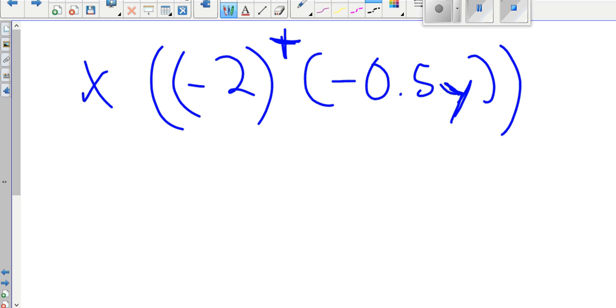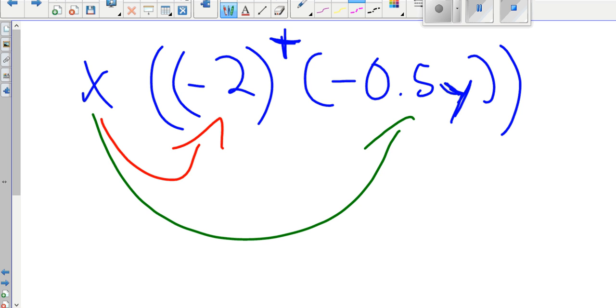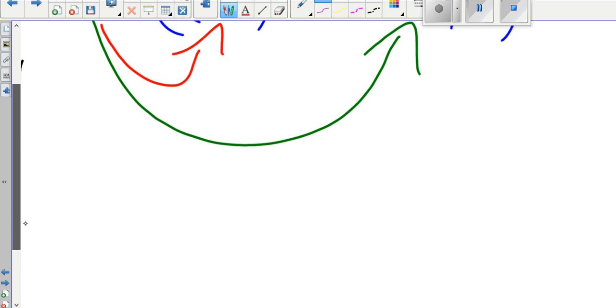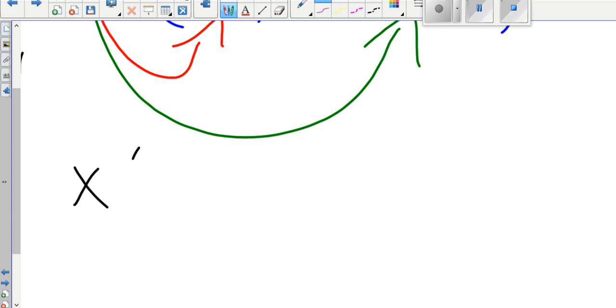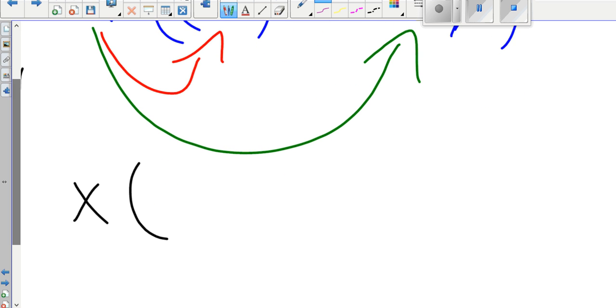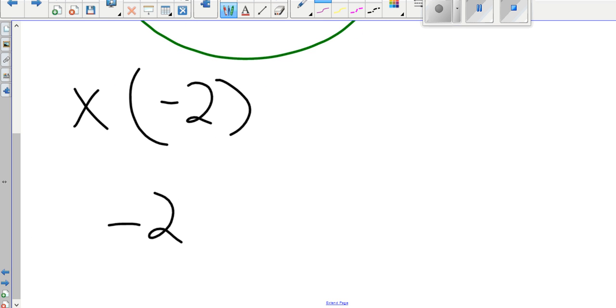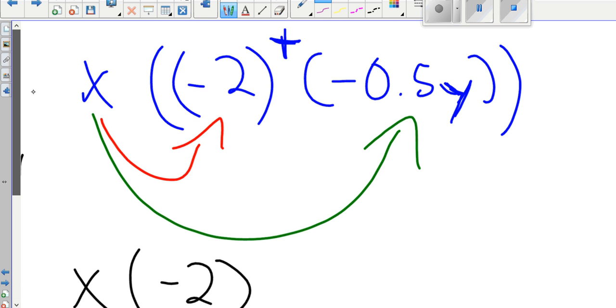Now, distributive property says I'm going to take the x and multiply it by this, and then I'm going to take the x again and multiply it by my second term. All right, so let's go ahead and do that, shall we? Sounds good. All right, let's do it then. I'm glad you're agreeing with me. So x times our first term, which was a -2, would give us an answer of -2x. We're going to arrange that so the coefficient is in front.